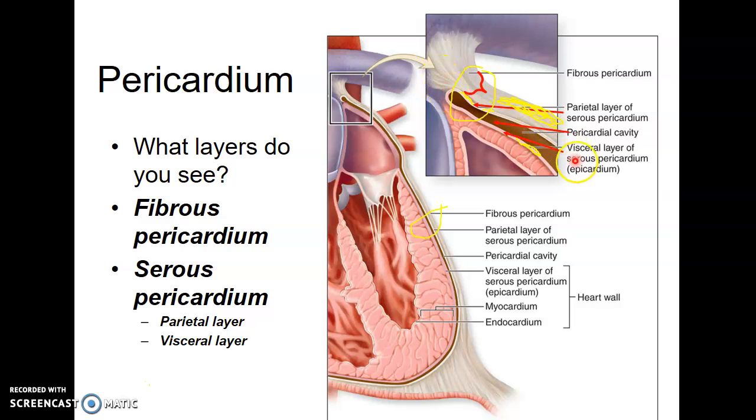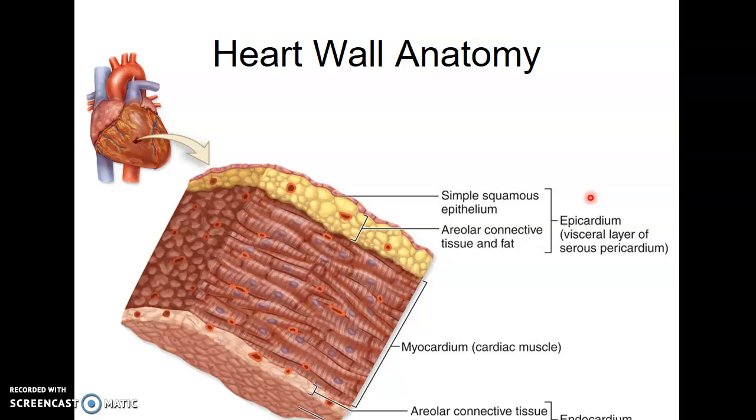We have our serous pericardium on the inside, and the serous pericardium has 2 layers. It has the parietal layer on the outside, and the visceral layer on the inside, and in between there is the serous fluid, which is going to prevent friction. All right, moving on.